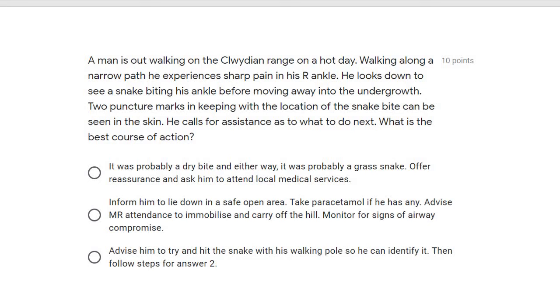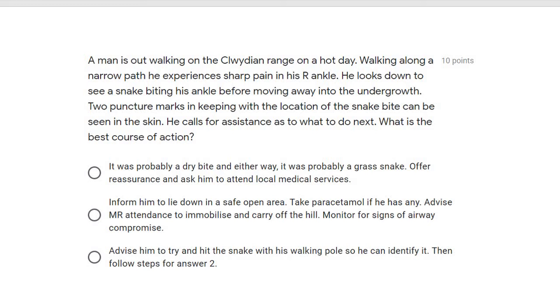Two puncture marks in keeping with the location of the snake bite can be seen in the skin. He calls for assistance as to what to do next. What's the best course of action? So number 1, it's probably a dry bite, and either way, it's probably a grass snake. Offer reassurance and ask him to attend medical services.